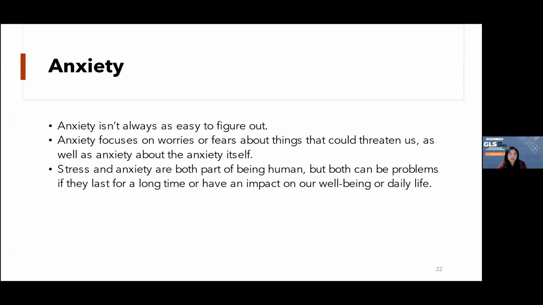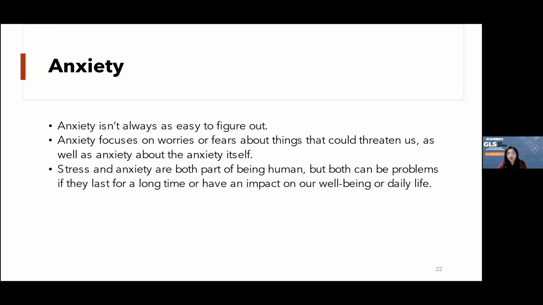But what is anxiety? Sometimes we mix up anxiety and stress. Anxiety isn't always as easy to figure out. If you are in a stress condition, you know what your stressor is. But if you are in anxiety, you don't know the cause of this kind of situation.